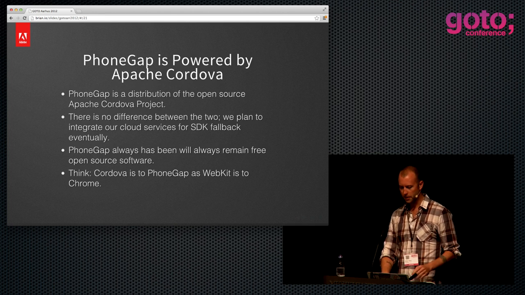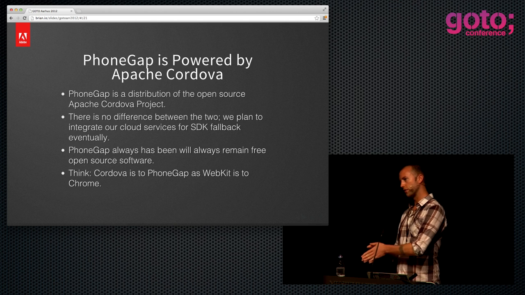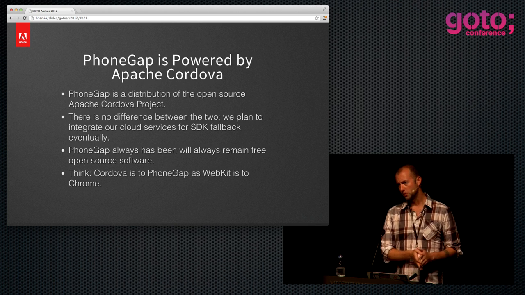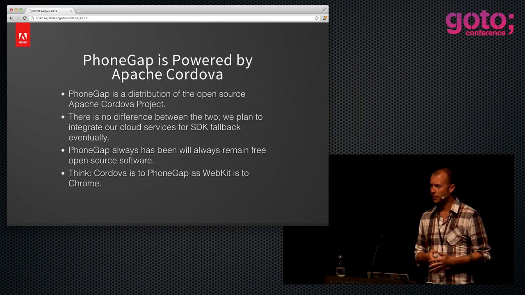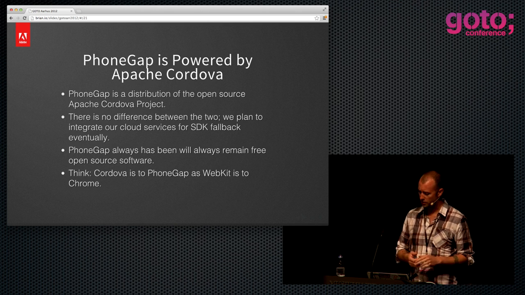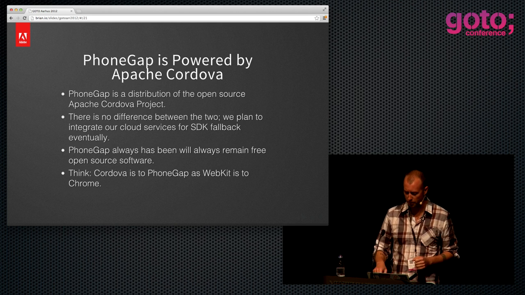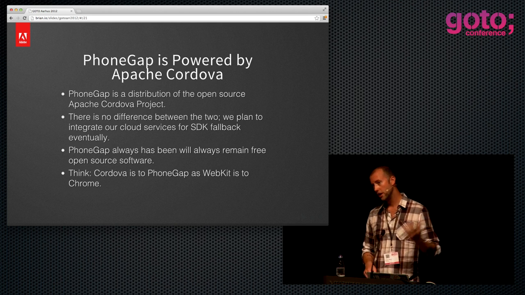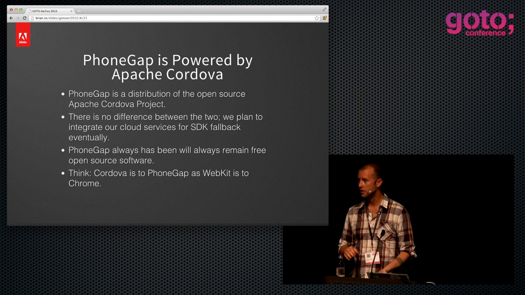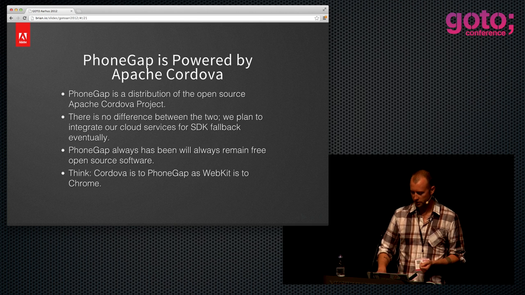So PhoneGap powered by Apache Cordova. This is that bit I was saying earlier, where you have to think of us as a distribution of an open source project. We're actually not the only ones distributing PhoneGap, or Apache Cordova. There's a whole bunch of projects out there doing this today. I think AppMobi would be the most notable one, but other people are embedding PhoneGap in their SDKs. SAP's doing it, Intel's doing it, IBM's doing it, Oracle's doing it. So PhoneGap is just a distribution.